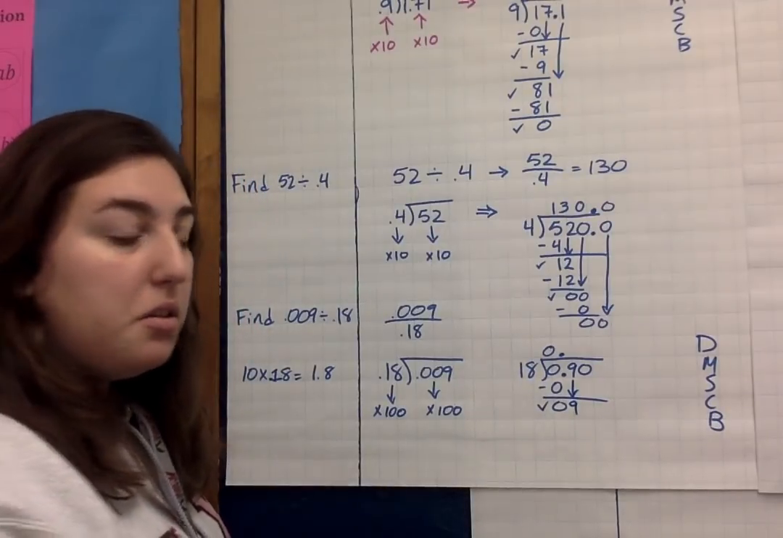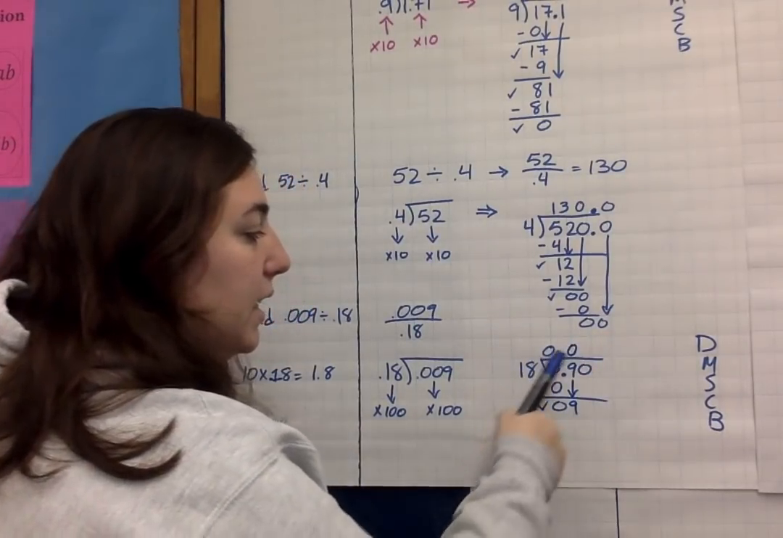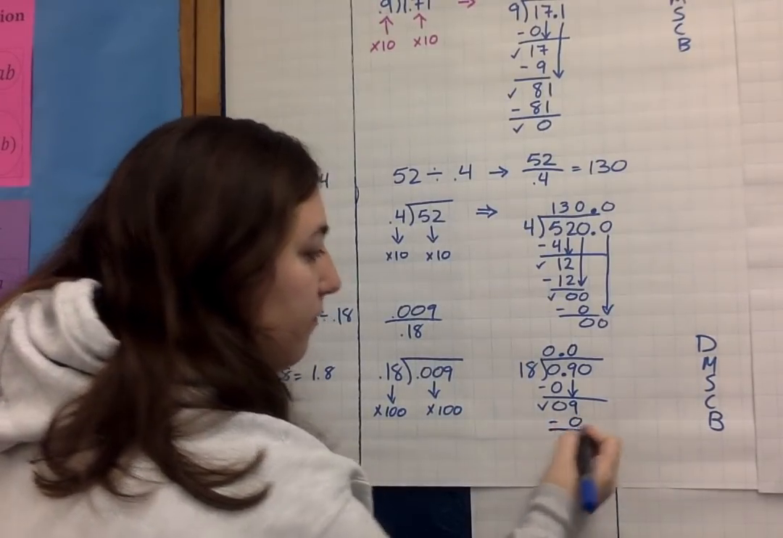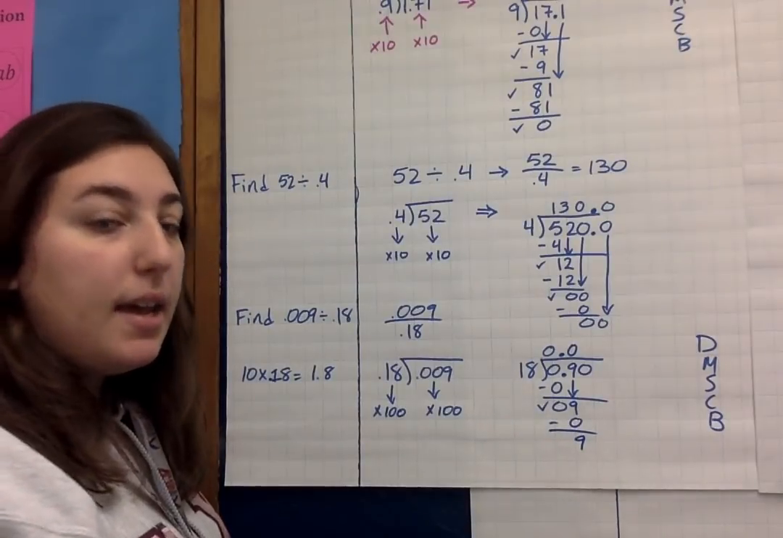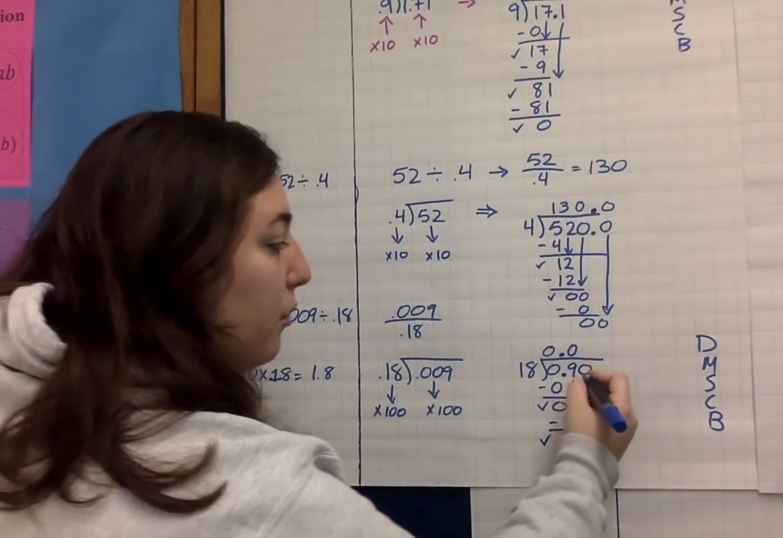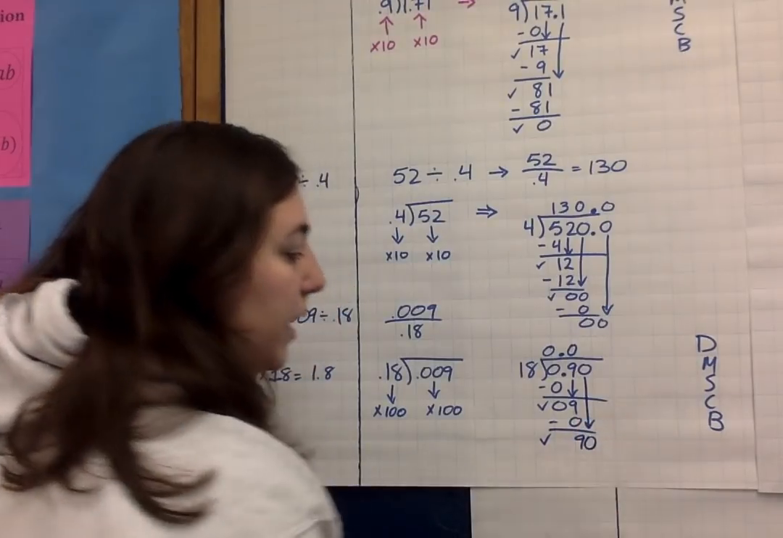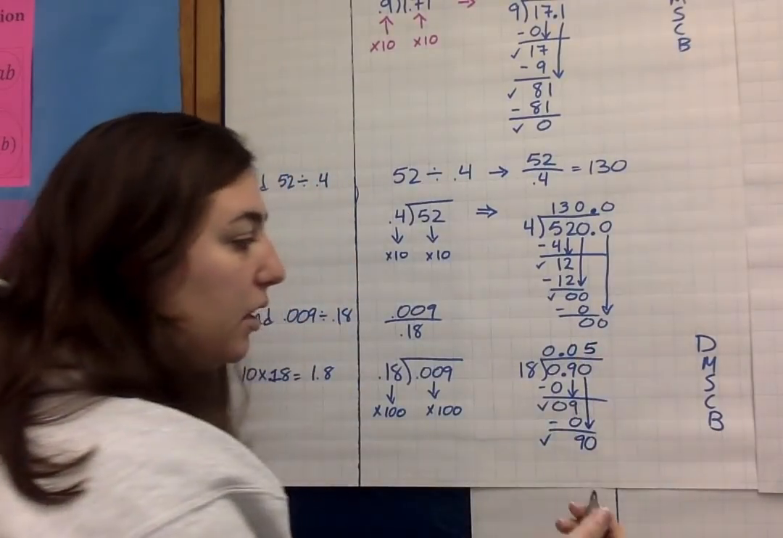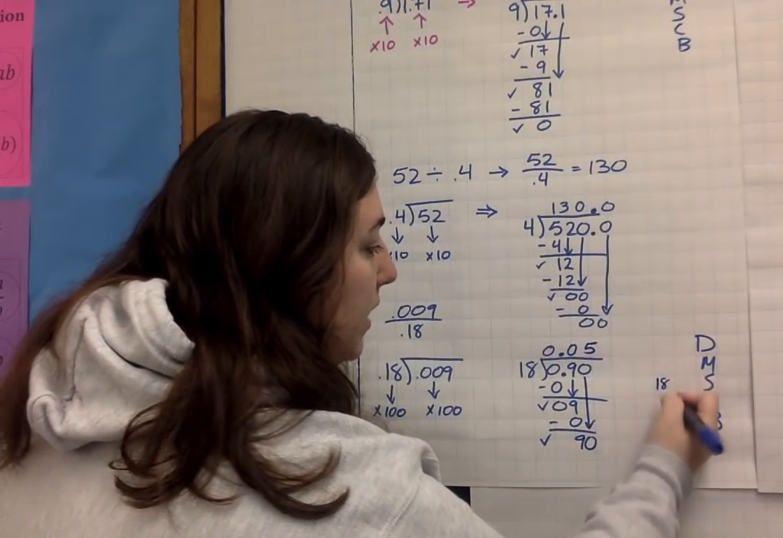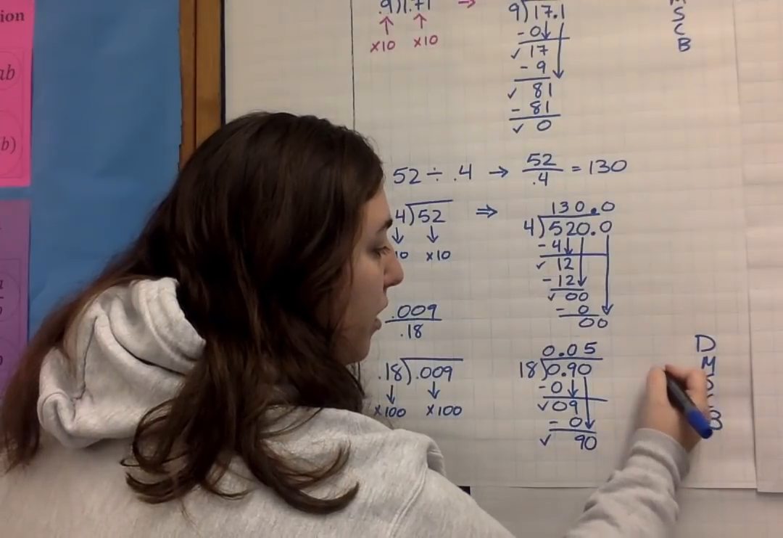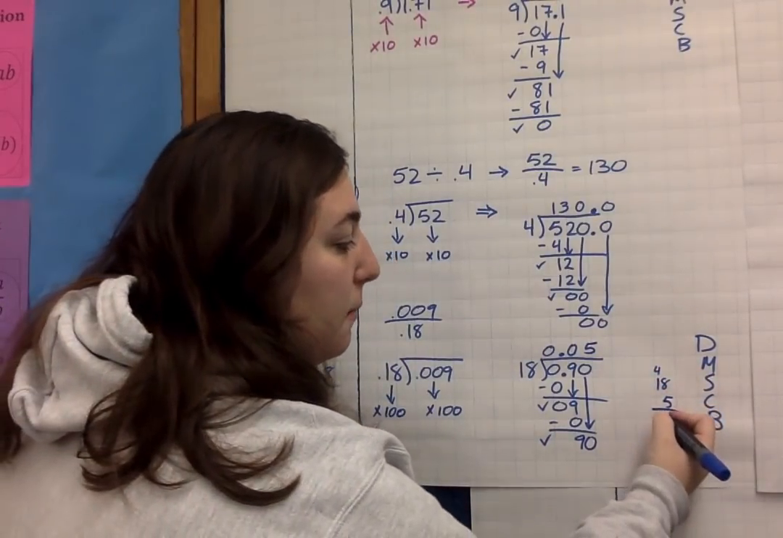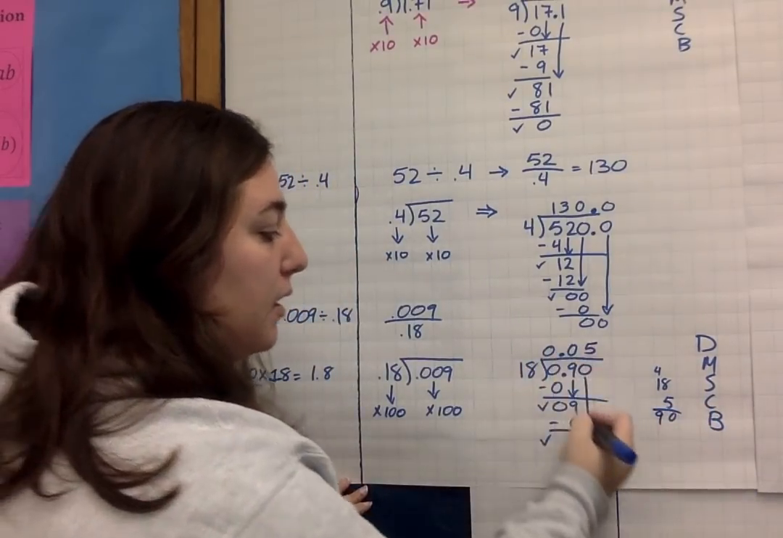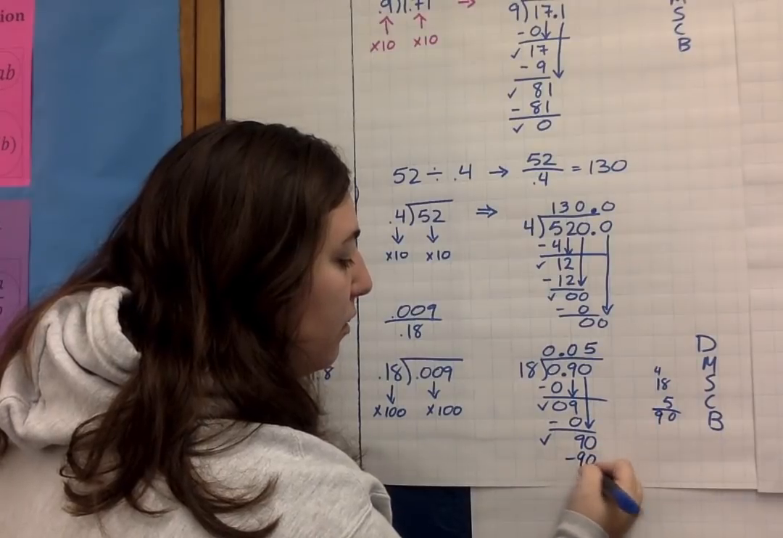18 goes into 9, 0 times. So 18 times 0 is 0. We're going to subtract and check. Is 9 less than 18? And it is. So now we're going to bring down our next number, which we get 90. 18 goes into 90 5 times. Okay, we can do a little check on this side. So 18 times 5, 5 times 8 is 40, 5 times 1 is 5, plus 4 is 90. Okay, 18 times 5 is 90, subtract, we get 0.